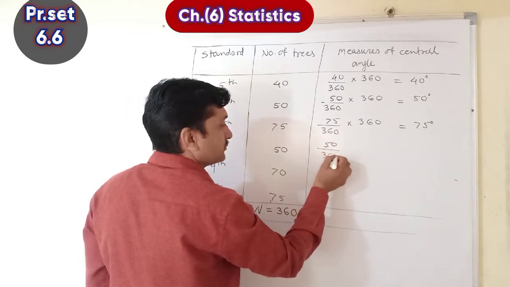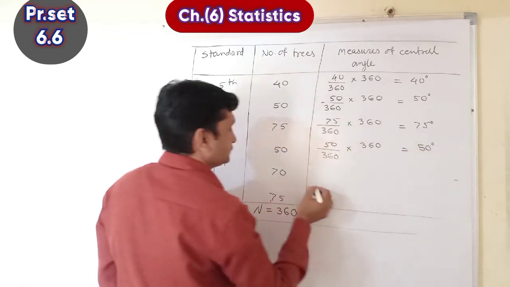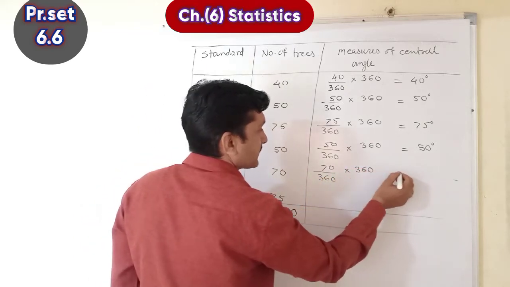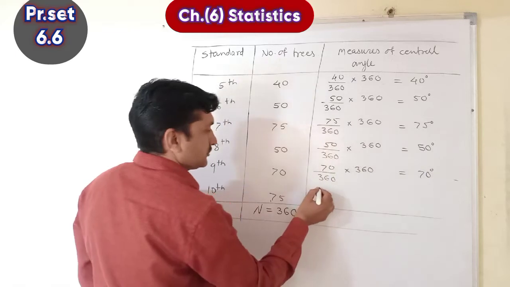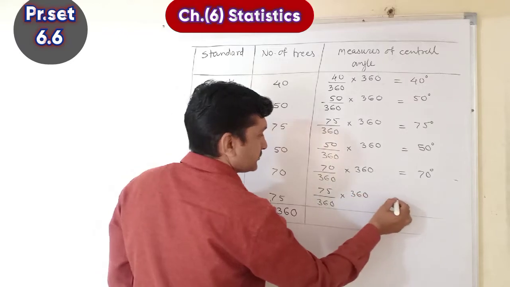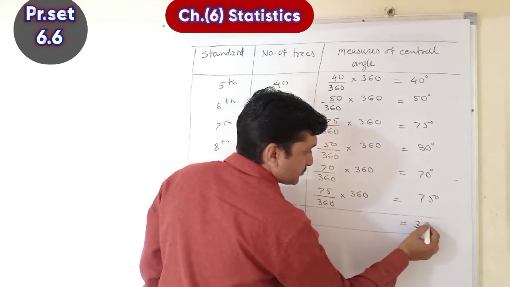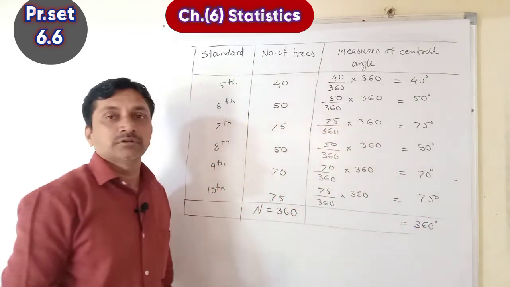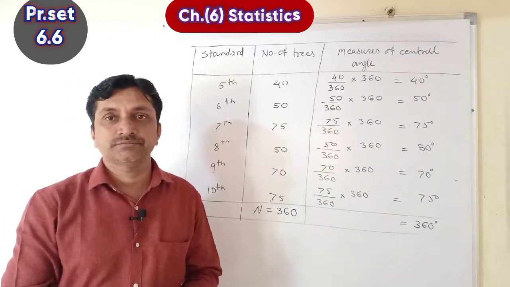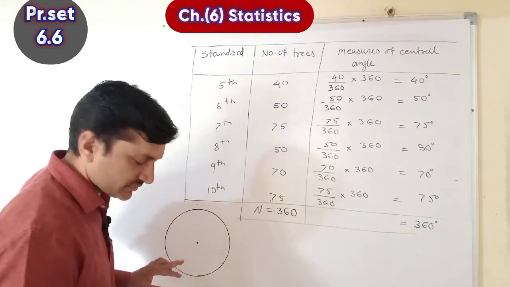50 upon 360 into 360, 50 degree. 70 upon 360 into 360, 70 degree. Last 75 upon 360 into 360 is equal to 75. And as here 360, it will also be 360, but here degree. Table is over. It is very easy. Now let's draw a circle with any radius. Here table is prepared, circle is drawn with any radius.